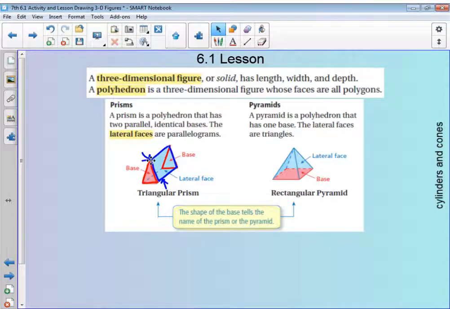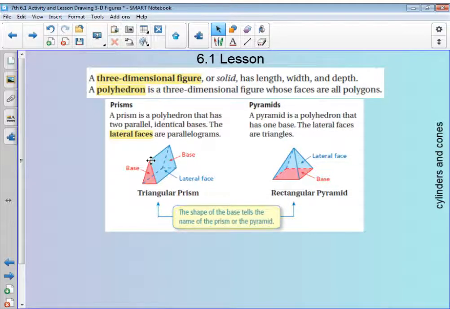Okay, so on a triangular prism, you actually have 5 faces. So you've got your two bases, and then because a triangle has 3 sides, there are also 3 rectangles that are making up the lateral surface. So lateral surface is that middle surface between your two bases.